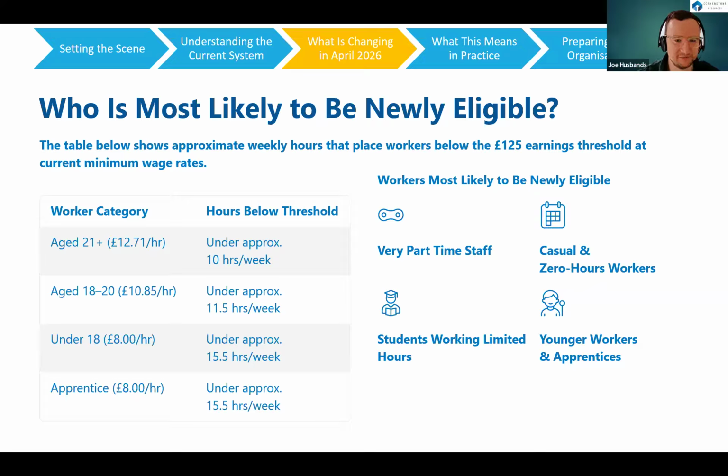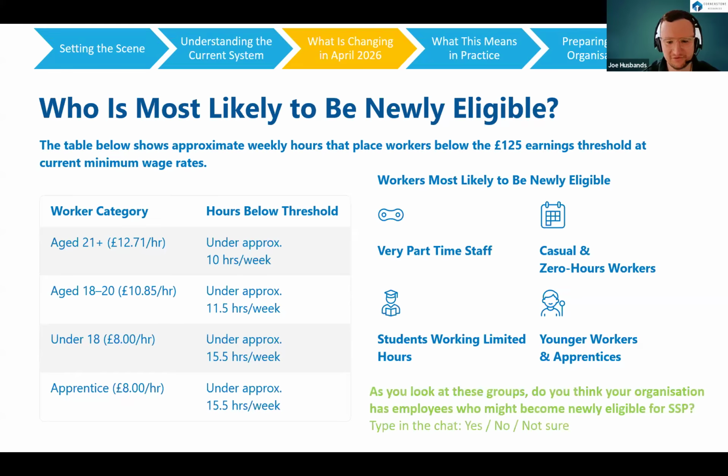And looking at those examples of very part-time hours, I'd be interested to know whether this group exists in your organisation. Just as a reflection point, just to give you an immediate thinking on what we've talked about. If you'd like to, just type yes, no, or not sure in the chat in answer to this. So when you look at these groups I've mentioned on the right-hand side, do you think your organisation could be impacted?